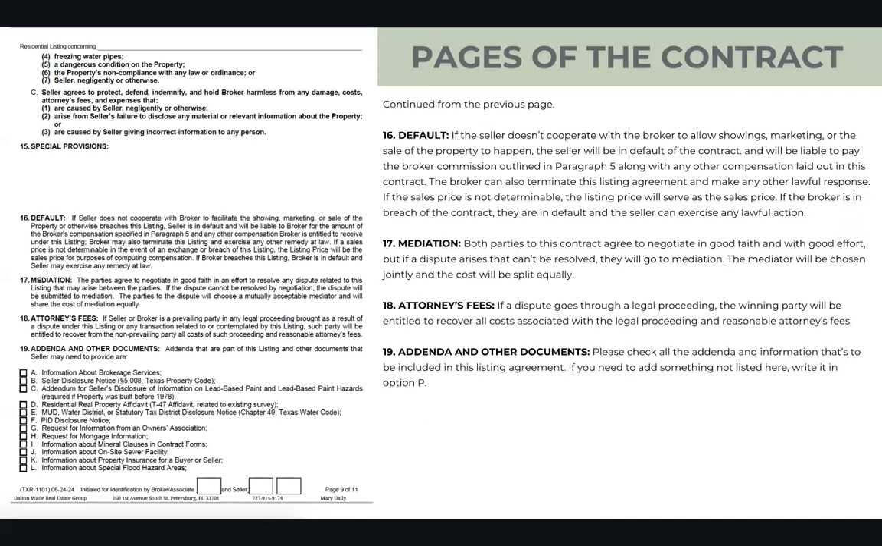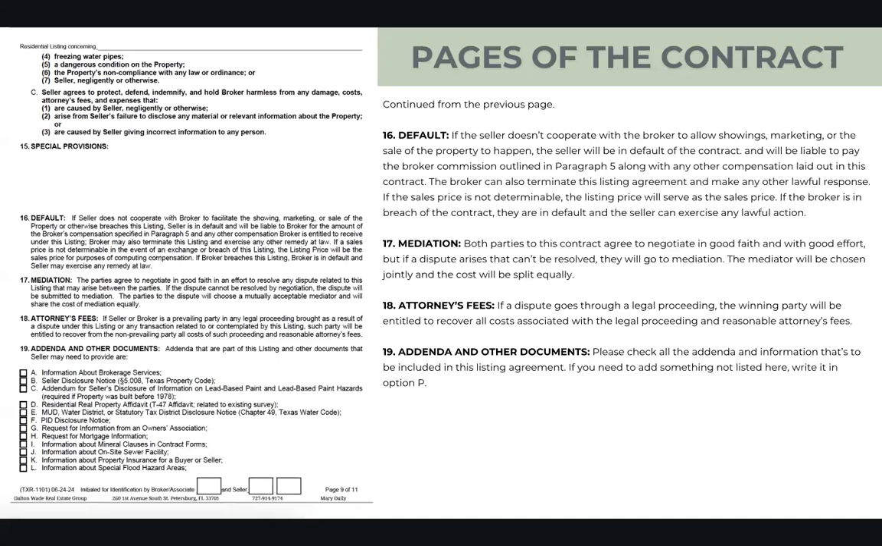So 16, default. If the seller doesn't cooperate with the broker to allow showings, marketing, or the sale of the property to happen, the seller will be in default of the contract and will be liable to pay the broker commission outlined in paragraph 5, along with any other compensation. The broker can also terminate this listing and make any other lawful response.